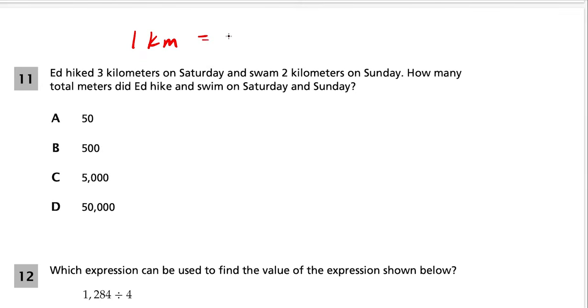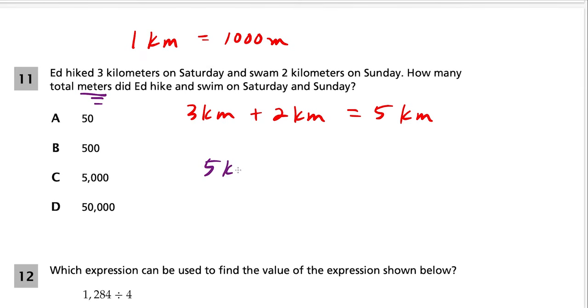So for question 10, we have to know that 1 kilometer, and I'll abbreviate kilometer with km here, is equal to 1,000 meters. The prefix K, kilo, just stands for 1,000. So 1 kilometer is 1,000 meters. And Ed hiked 3 kilometers on Saturday and swam 2 kilometers on Sunday. So in total, that's 5 kilometers of hiking and swimming. So we want to know how many total meters did Ed hike and swim on Saturday and Sunday.